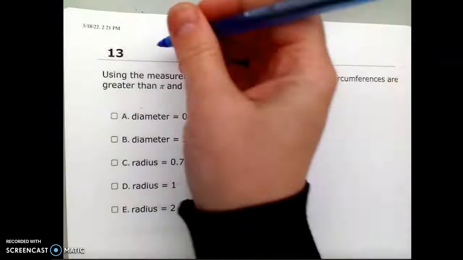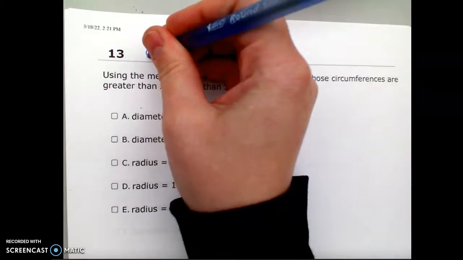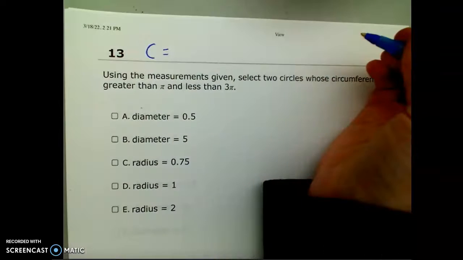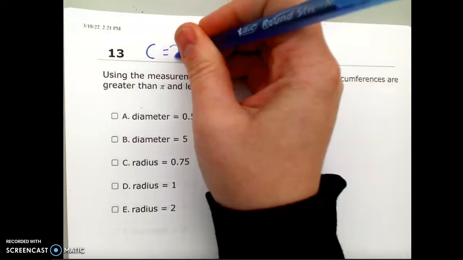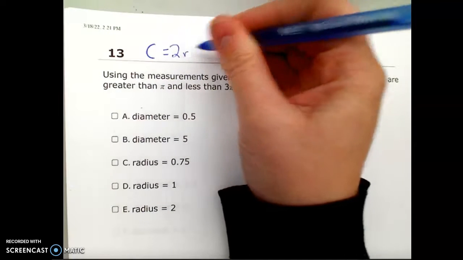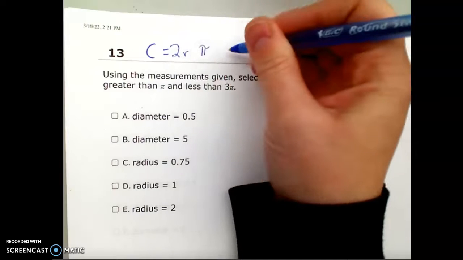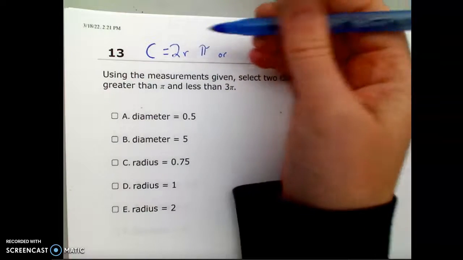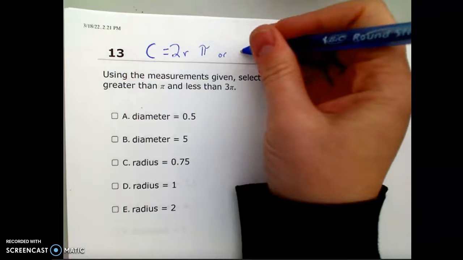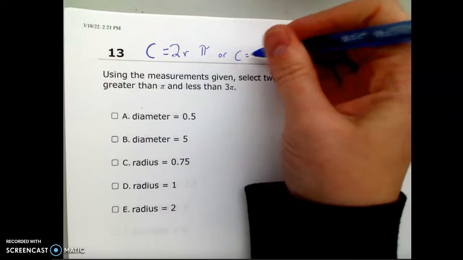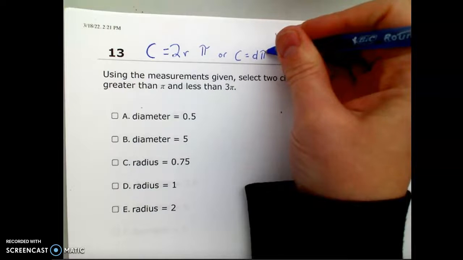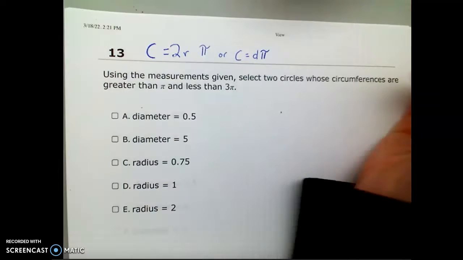We need to remember the circumference, which is the outside of the circle. We can say it is 2 times the radius times pi, or since 2 times the radius is just diameter, we could say that circumference equals the diameter times pi. Both of these formulas will work for you.